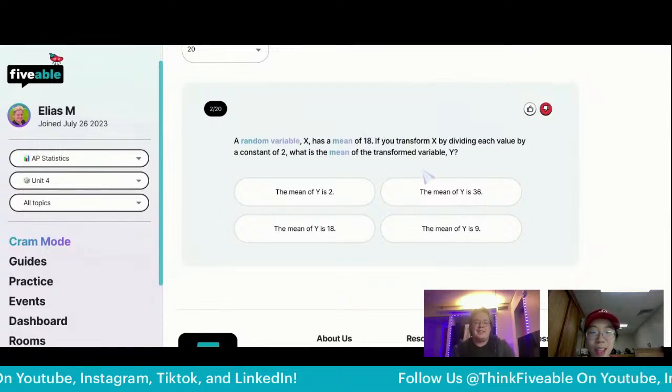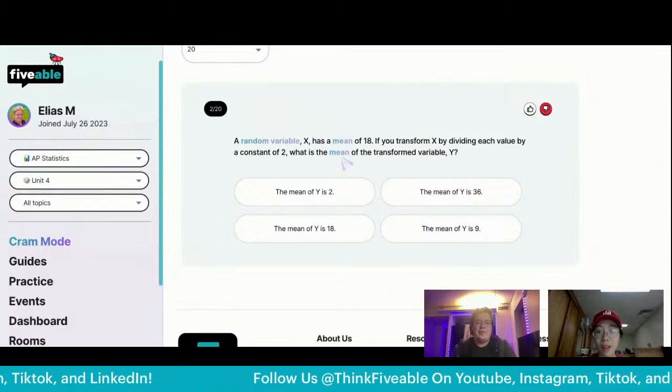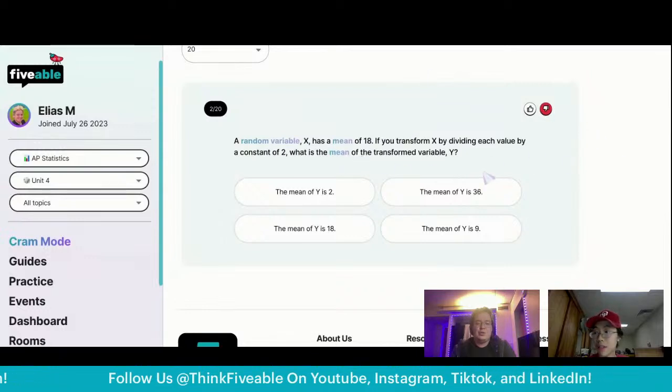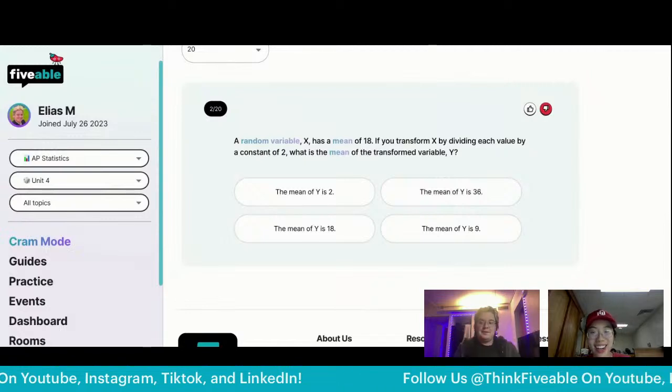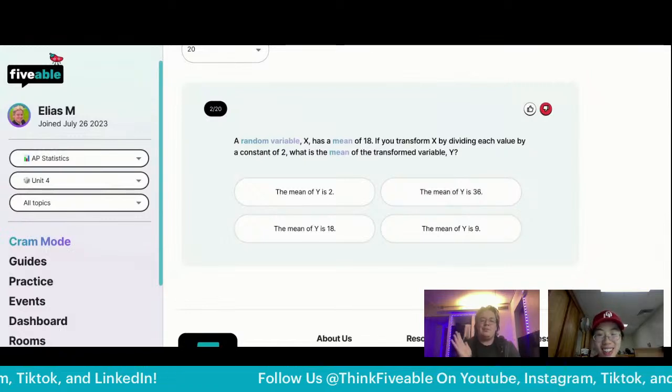So, looking at this, if we're dividing every value by 2, I can almost guarantee it's not going to be higher. Going to be higher or the same.